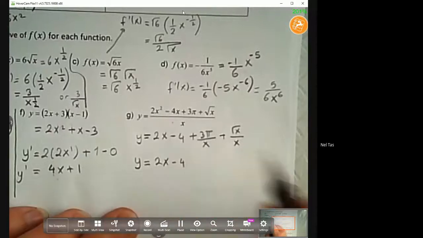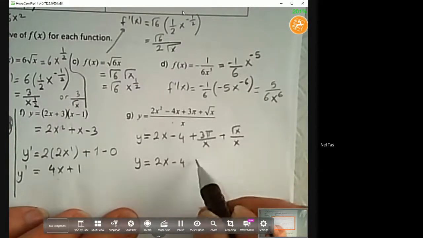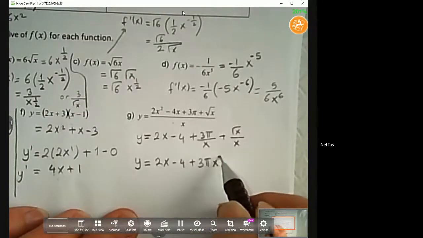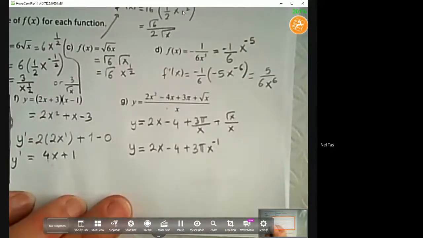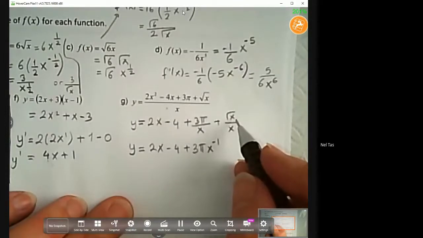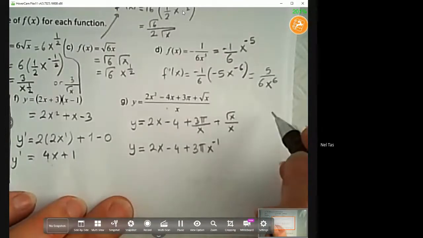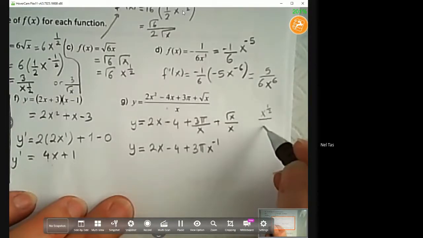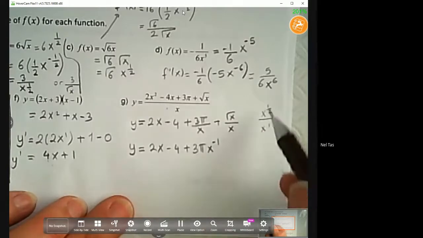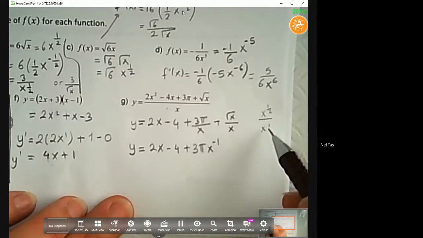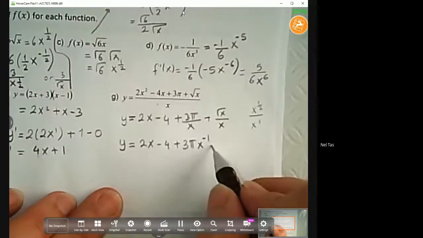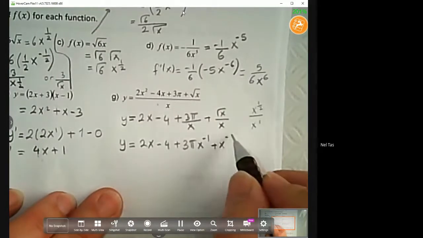So I can write 3 pi over x as 3 pi times x to the power of negative 1. And I can write root x over x as, okay, so root x is x to the power of 1 over 2, and x is x to the power of 1. So you subtract the powers. 1 over 2 minus 1 gives you negative 1 over 2. So plus x to the power of negative 1 over 2.